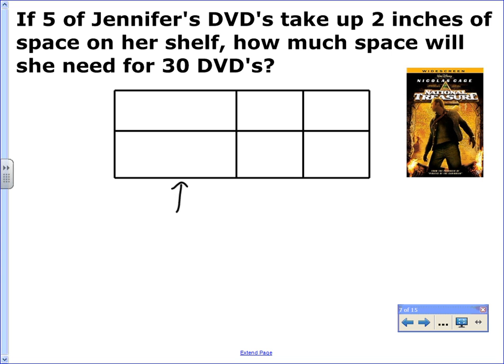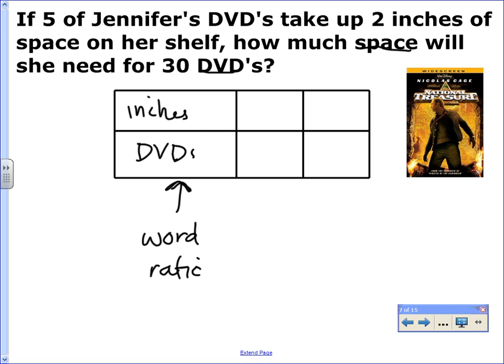So this first part is what we call the word ratio, and this is where we answer the question, what is it that I'm comparing in this problem? When I read it, we get that information from this last question. So it looks like we're comparing space, or inches, and DVDs. It's important that you have a good word ratio, because if you don't, the rest of this isn't going to make sense as to where the numbers go.